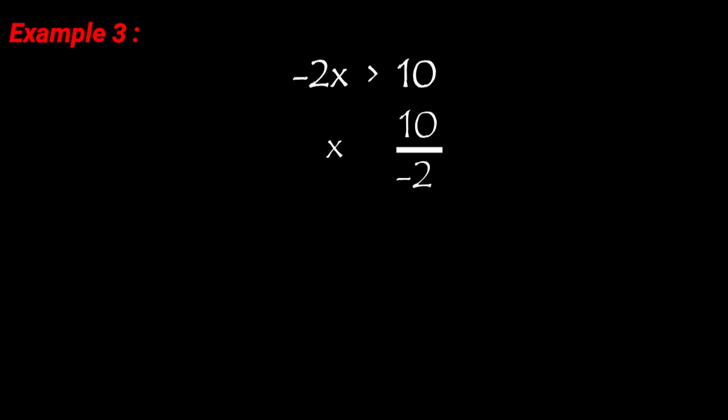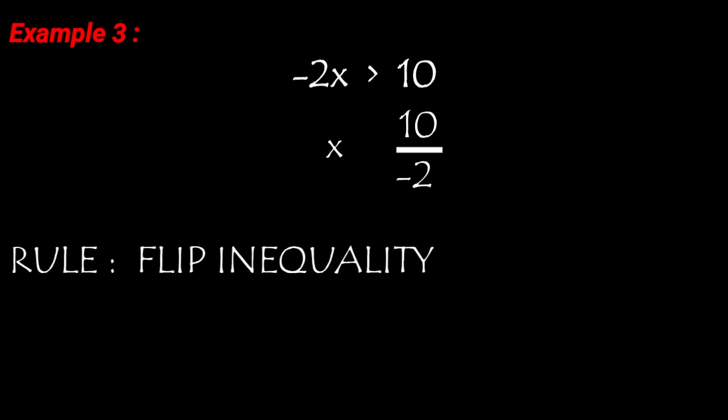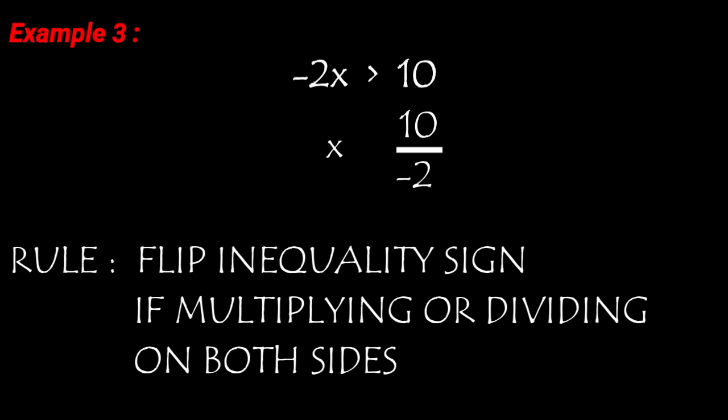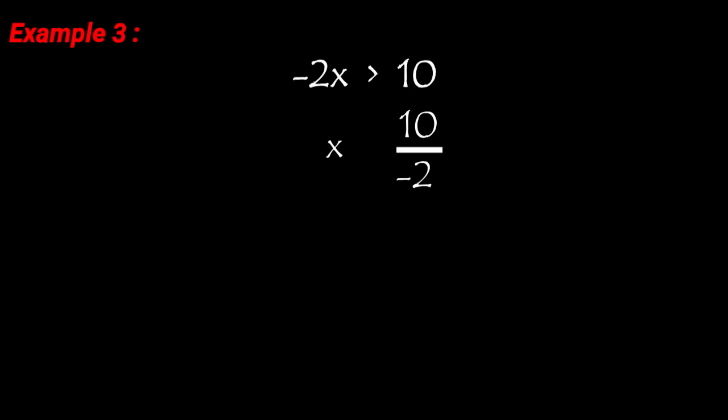A key rule when dealing with negative coefficients is that when you divide or multiply both sides by a negative number, you must flip the inequality sign. In this inequality, we are dividing 10 by negative 2. Therefore, when dividing by a negative value, we have to flip the sign. Therefore, our inequality will be x, instead of being more than, it will be less than 10 over negative 2. And we can simply reduce it to be x is less than negative 5.